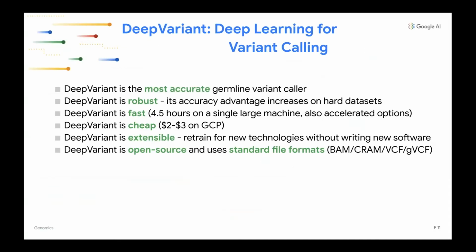So these are the characteristics that we optimize for when we are trying to make sure that DeepVariant is the best method for users. So the core brand of DeepVariant is that it's the most accurate germline variant caller in competitions like Precision FDA and in external benchmarks. So we value accuracy as the most important reason to use DeepVariant. It's robust. We try to make sure its accuracy increases on hard data sets. We target speed. So we have benchmarked less than 5 hours on a single machine, with acceleration options that exist as well. We aim for about a $3 raw cloud cost on Google Cloud and hopefully comparable on others. It is extensible, so you can retrain this for new data types and new technologies without the need to write new software. Finally, DeepVariant is open source and it uses standard file formats.